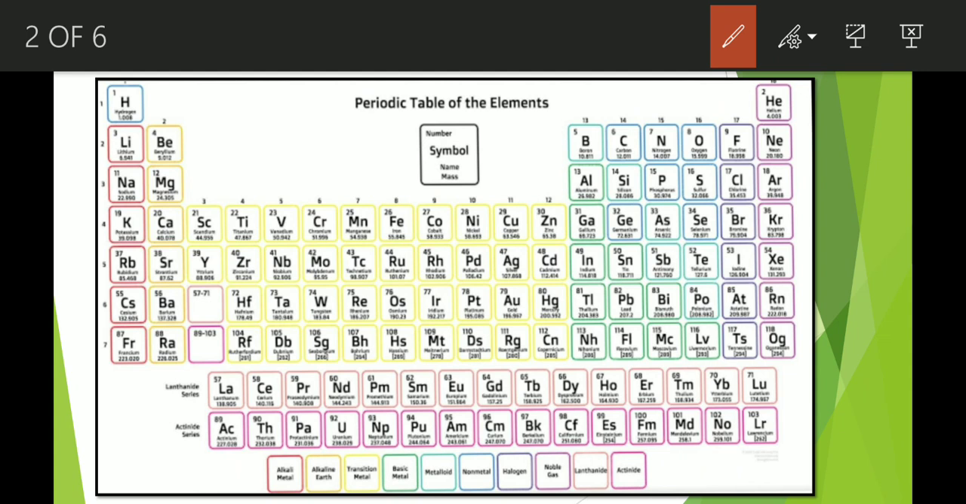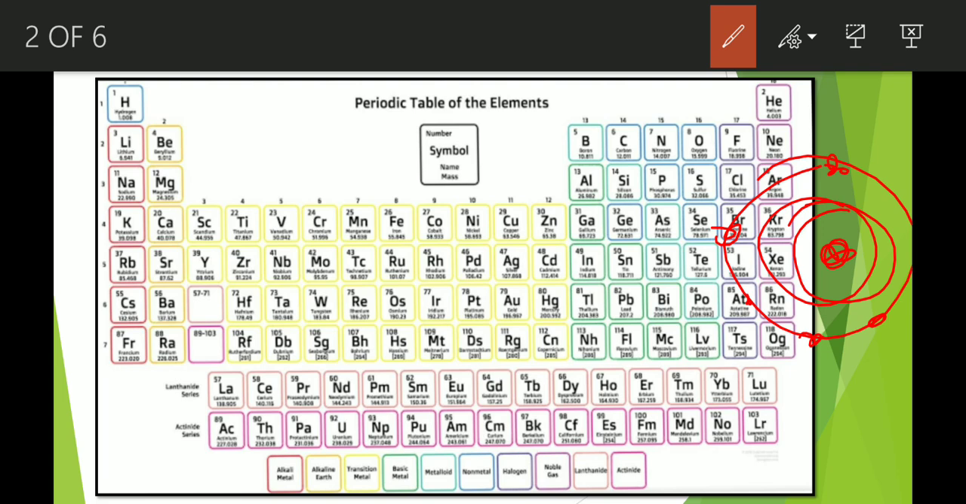Now, what is atomic number? Atomic number is equal to the number of electrons present in the energy shells of an atom. There are various energy shells present in an atom. Suppose this is an atom, various energy shells are present. So, atomic number is the number of electrons present in these energy shells of an atom.